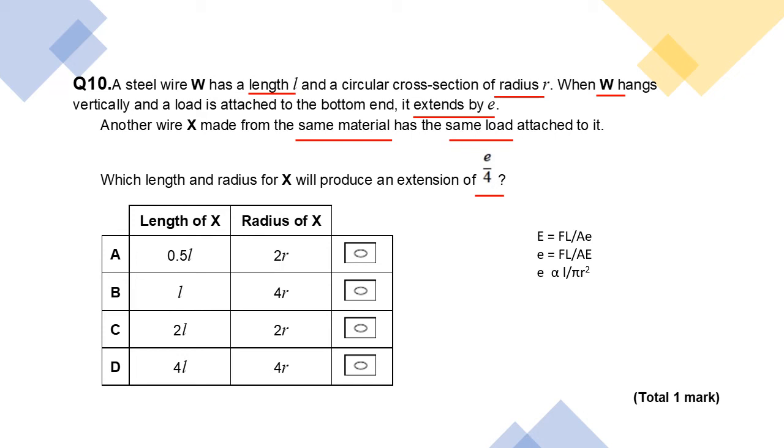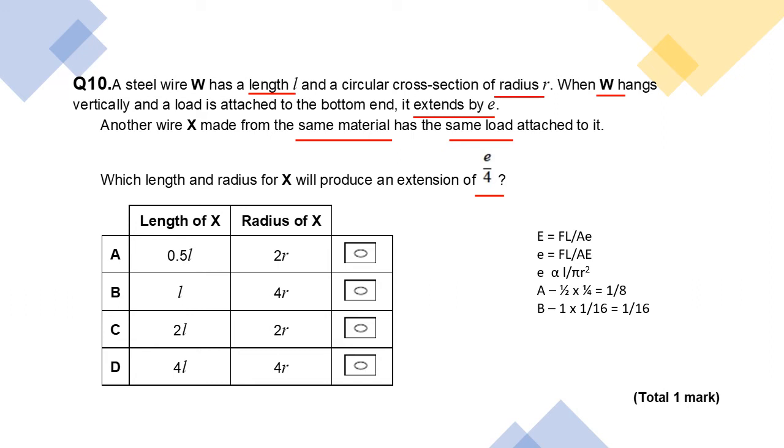So it depends on length and area, because force and Young modulus are the same. The extension is directly proportional to the length, and inversely proportional to the area, or inversely proportional to the square of the radius. Now if we look at each option: in A, the length becomes half, so the extension should also become half because they are directly proportional. Radius doubles, so the square of that is 4, and it is inversely proportional. So according to option A, the extension should go down by a factor of 1 over 8. So our answer is not that.